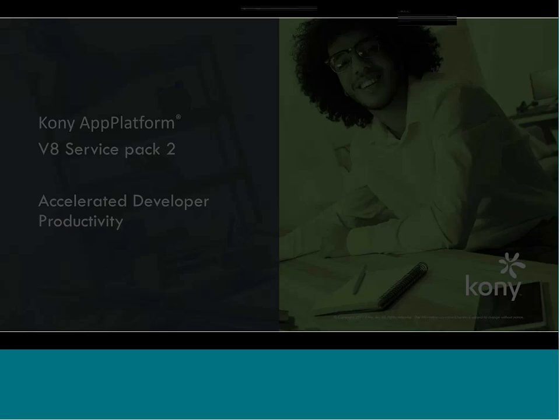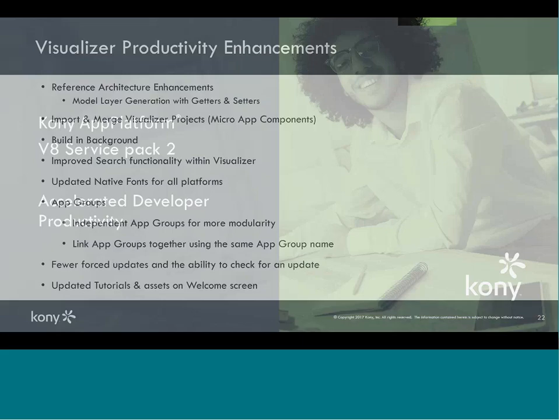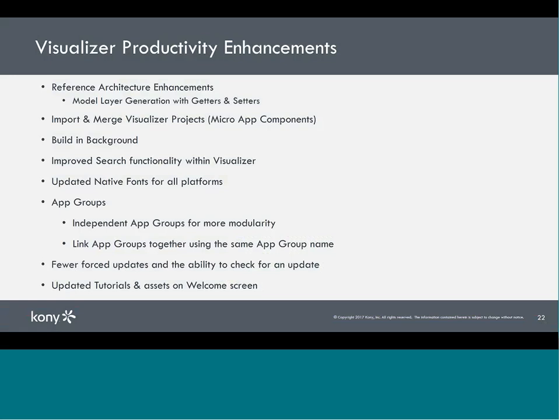We have also added a bunch of features to accelerate developer productivity. We keep on adding new features and enhancements to Kony Visualizer with every release. In this particular release, we have added features like being able to generate a model layer with getters and setters as part of a reference architecture project. So if you are using a reference architecture project, you can now go to the Kony Fabric node, right-click on it, and generate a model layer, and this model layer would have getters and setters for each of the fields in your object as part of your object service.